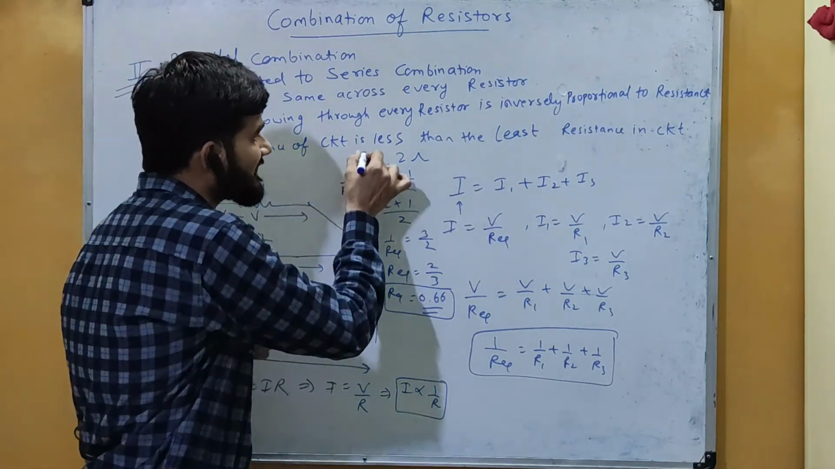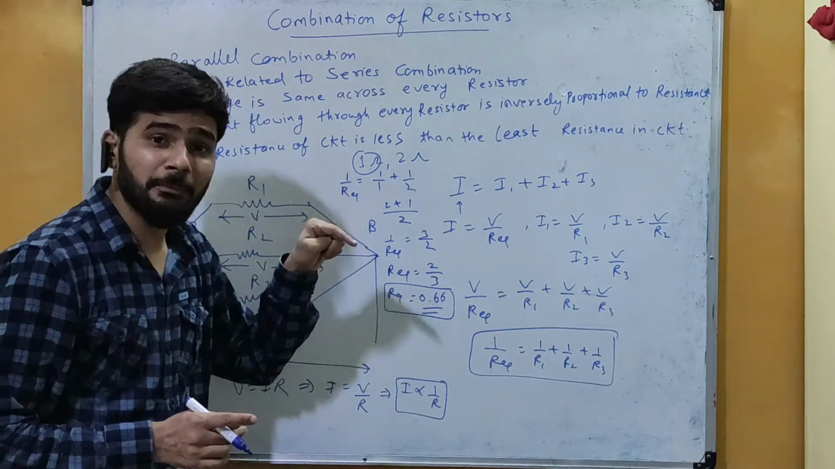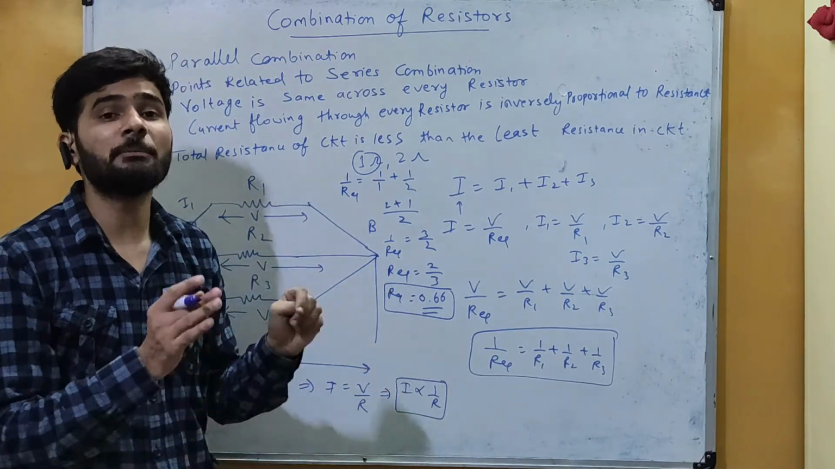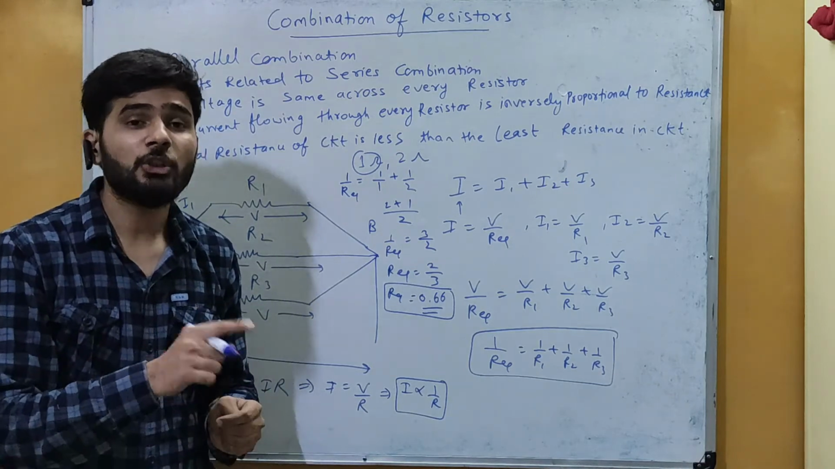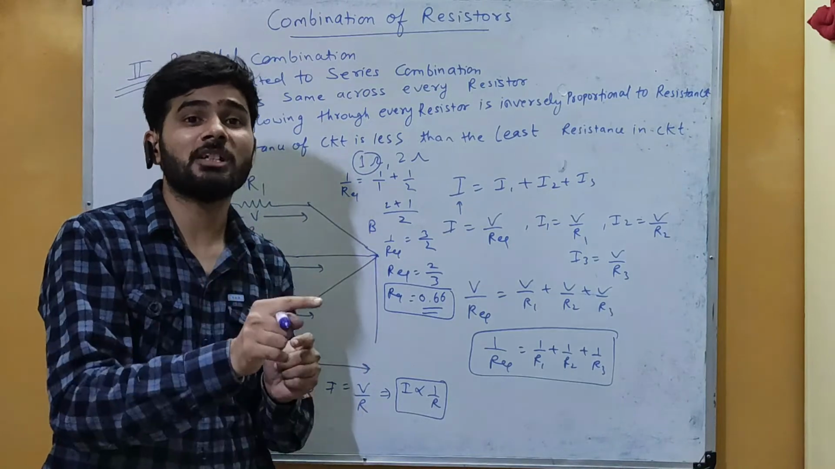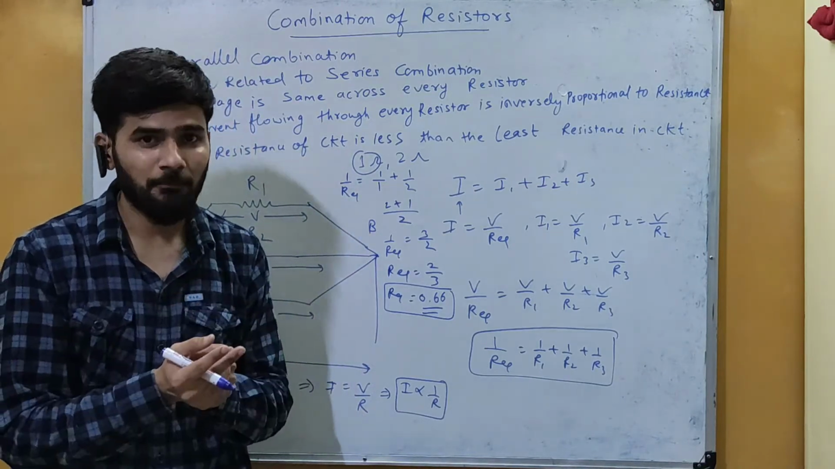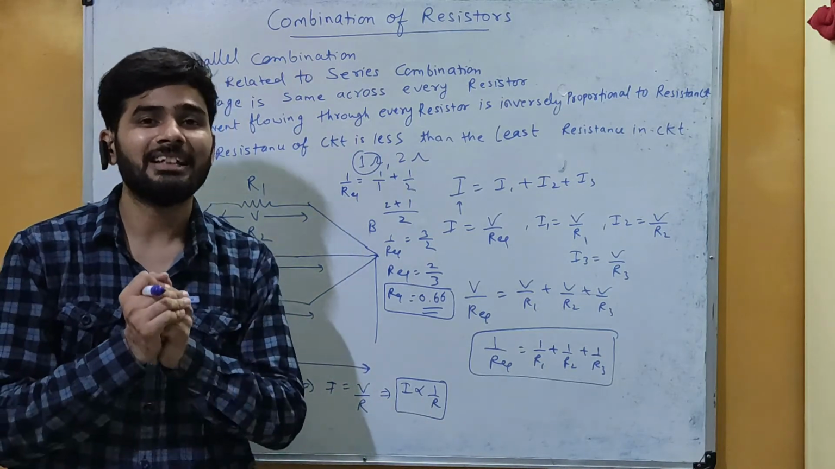सर्किट में सबसे कम रेजिस्टेंस कितना है 1 ओम, और जो इक्विवेलेंट आया वो क्या है सबसे कम वाले से भी कम होगा. This is an important property in case of parallel combination. सीरीज में क्या था, जो इक्विवेलेंट रेजिस्टेंस आएगा वो ज्यादा रहेगा किससे, सबसे ज्यादा जो रेजिस्टेंस होगा उससे भी ज्यादा. Okay, so this is what the parallel combination of resistance is.